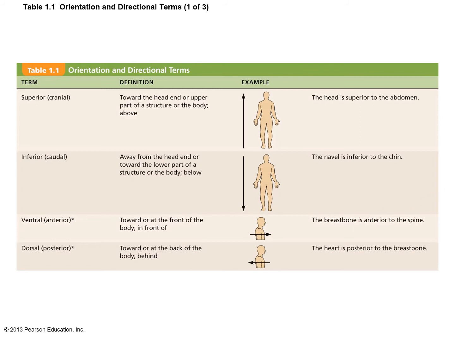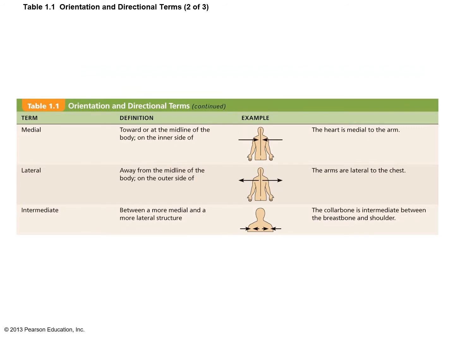Your breastbone, or you can call it your sternum when we start learning the medical terms. Your breastbone is what to your spine? Your breastbone is anterior compared to your spine. Your heart and your arm. Your heart is closer to the midline, so I would say my heart is medial to my arm. My arm is definitely lateral compared to my heart.